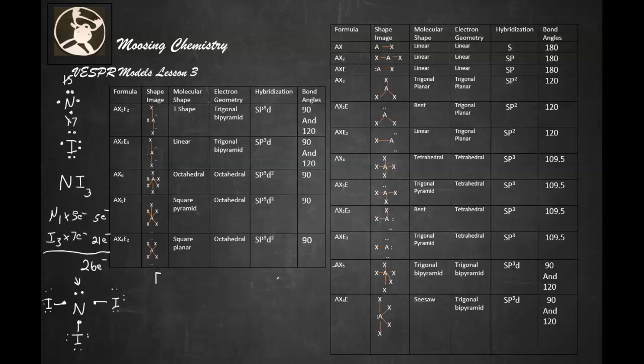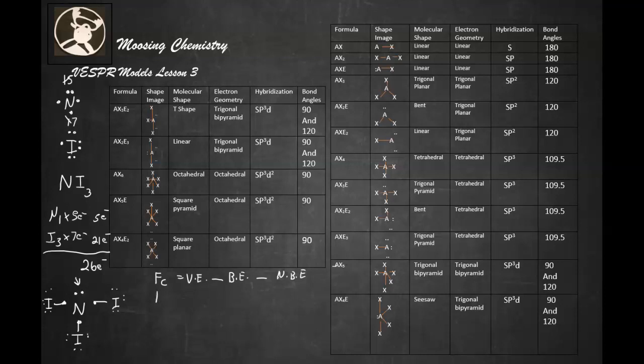Let's look at the formal charge. Formal charge is valence electrons minus bonding electrons minus non-bonding electrons. I've also seen it written as formal charge as valence electrons minus non-bonding electrons minus bonding electrons. It doesn't really matter, it's going to work out.